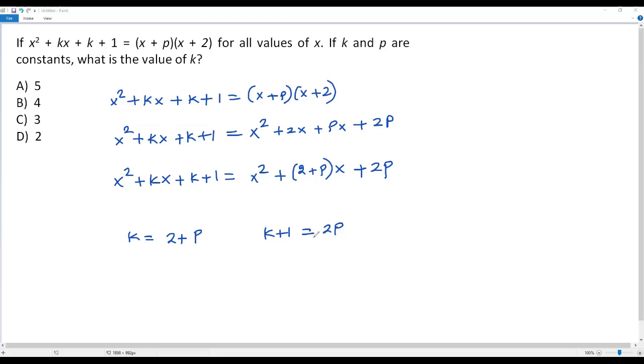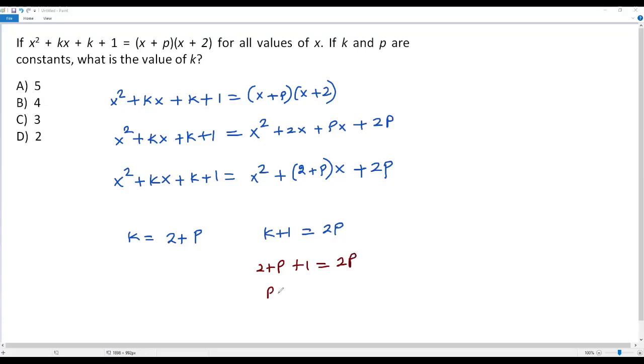Okay, now we have to solve for k in this system of two equations. So what do we have to do for that? We can plug in this 2 + p for this k over here. When I do so, I'll get a linear equation in terms of p. Once I get the value of p, I can come back to this equation, plug in the value of p and solve for k. Since we know that k = 2 + p, let me plug in 2 + p for this k: 2 + p + 1 = 2p.